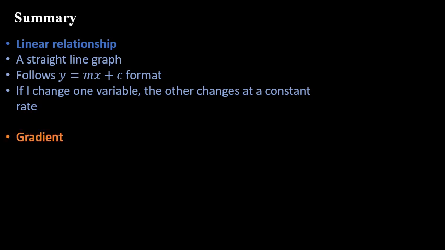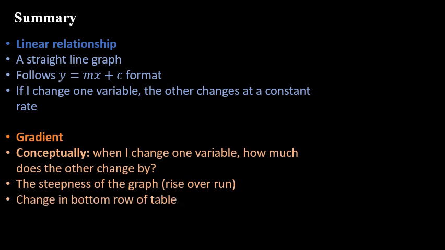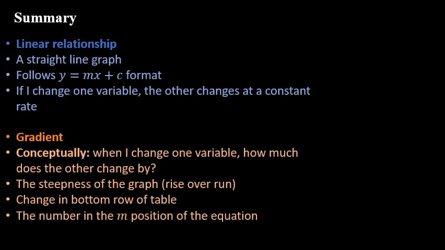The second thing is the idea of the gradient. A gradient conceptually means when I change one variable, how much does the other change by? That gives me the gradient of my relationship. Secondly, I can think of it as the steepness of my graph. If I plot the two variables, get a straight line, how steep is that graph, which I can calculate as the rise over the run. I could also think about it as the change in the bottom row of the table, like we did before when we got 150. And lastly, I can think about it as whatever number is in the M position of the equation that fits the y equals mx plus c format.